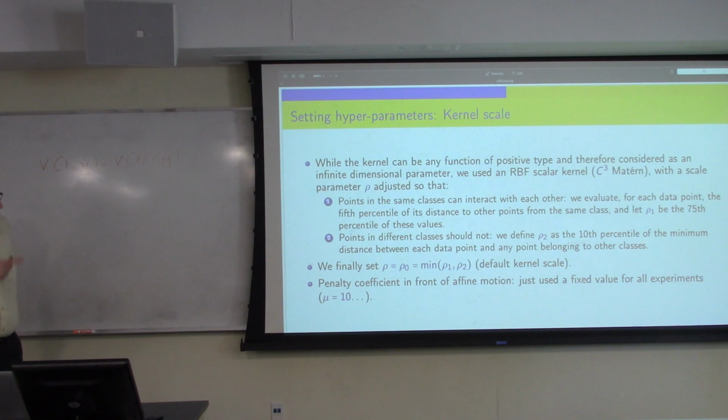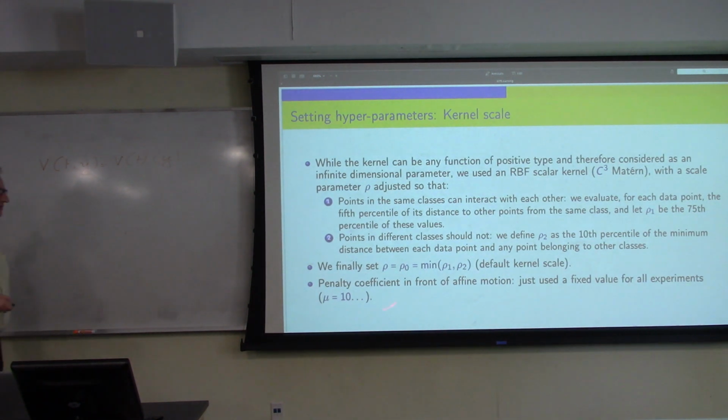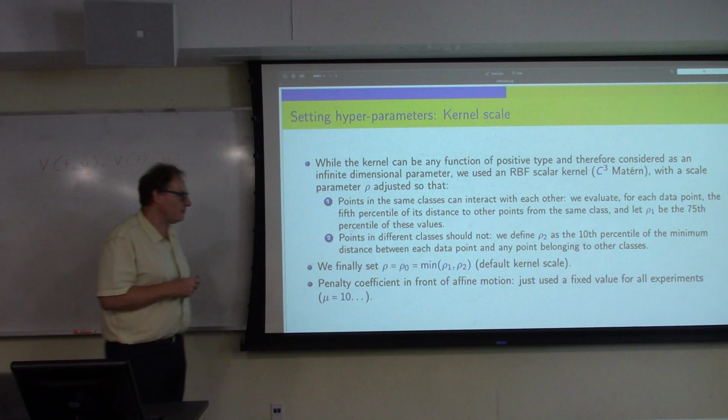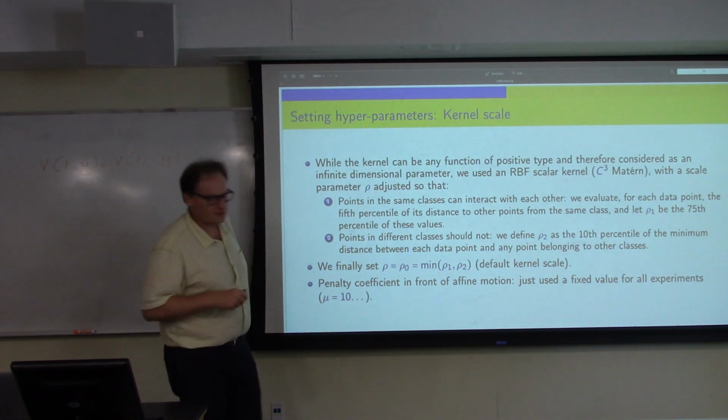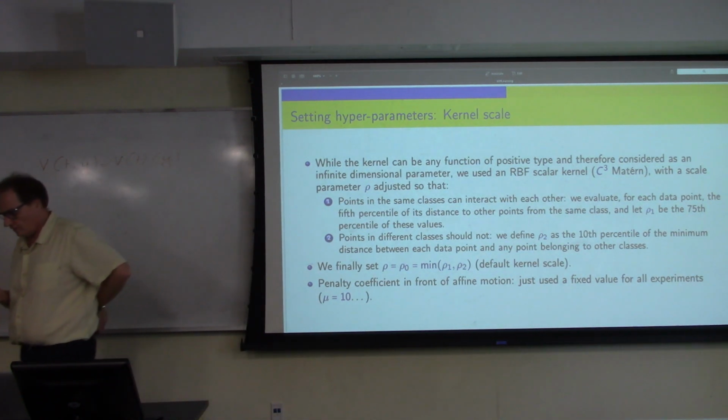There is also, if I remember well, an affine transformation in the picture, and there was some penalty on it. I didn't work much on trying to optimize that number. I found that taking something like mu equals 10 was fine.